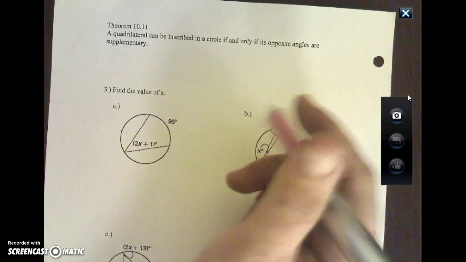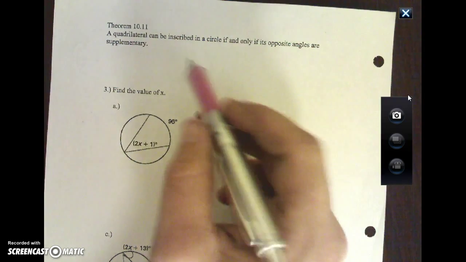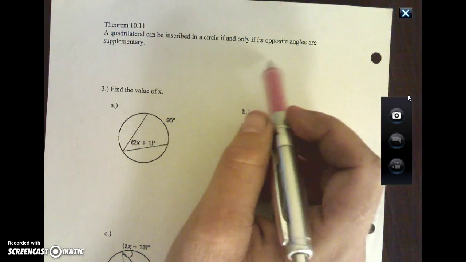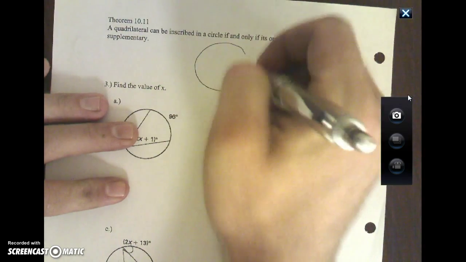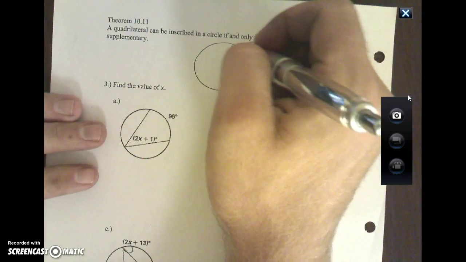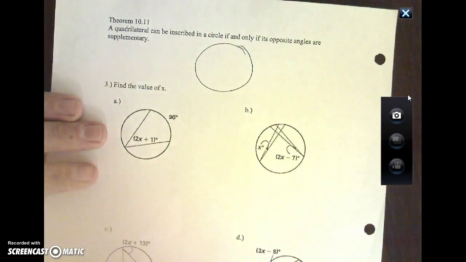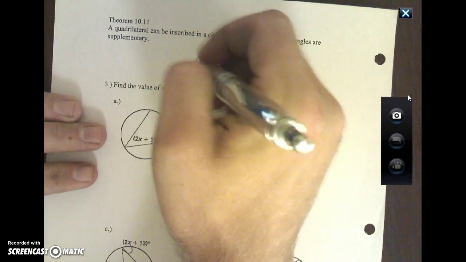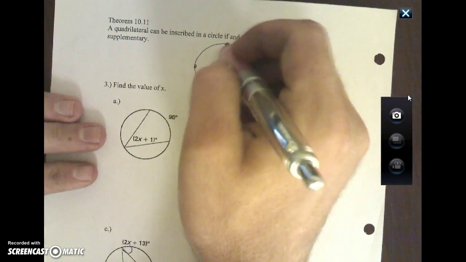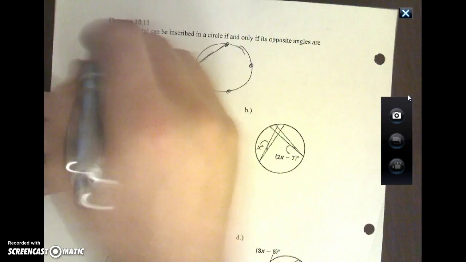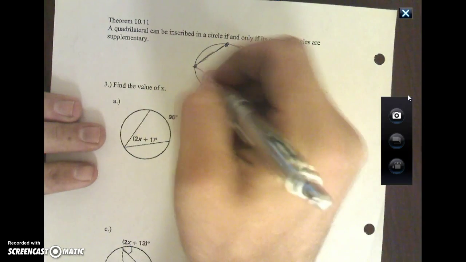Almost finished here. A quadrilateral can be inscribed in a circle if and only if its opposite angles are supplementary. This is a good one too. Please keep in mind all of these theorems I'm going to give you, you do not have to memorize them. If you wonder why I'm going kind of fast through them, it's because you're going to have a sheet that has all of these written down, like theorem 10.11, theorem 10.10, everything.